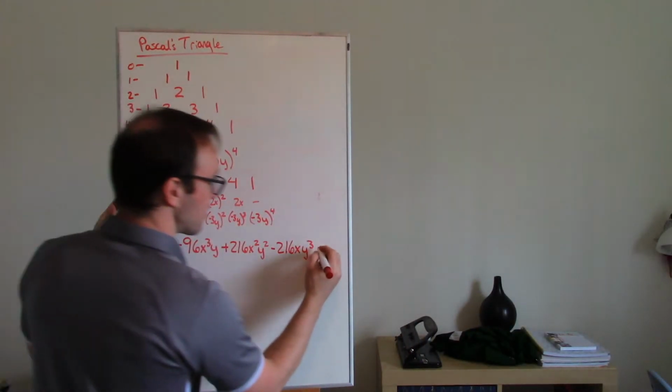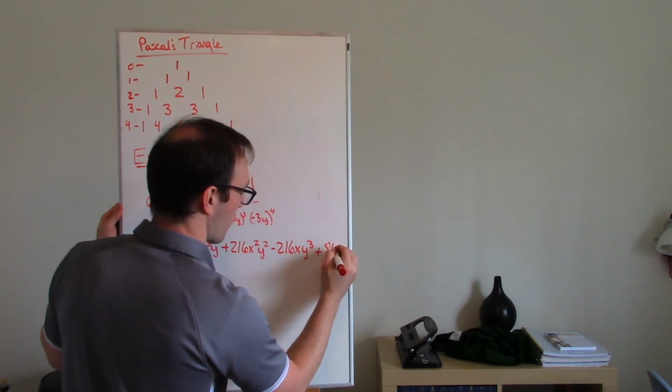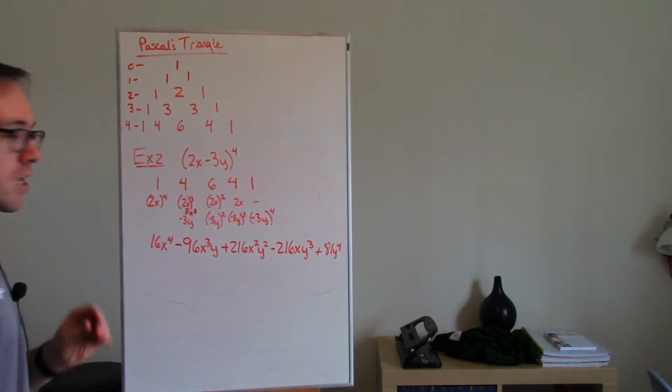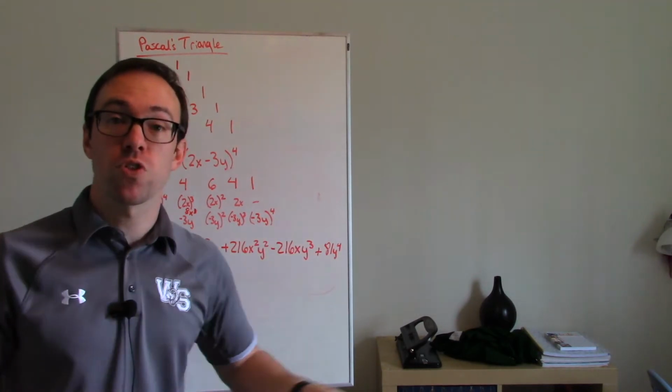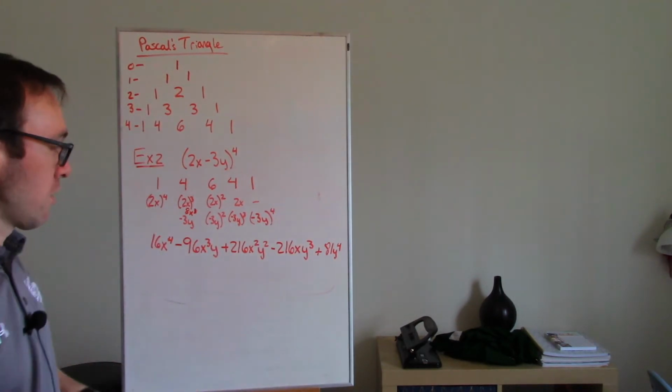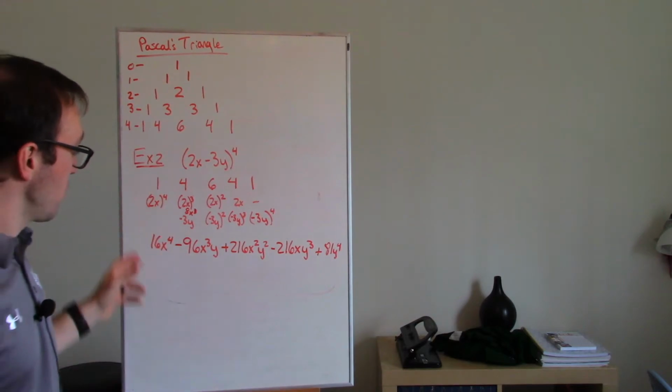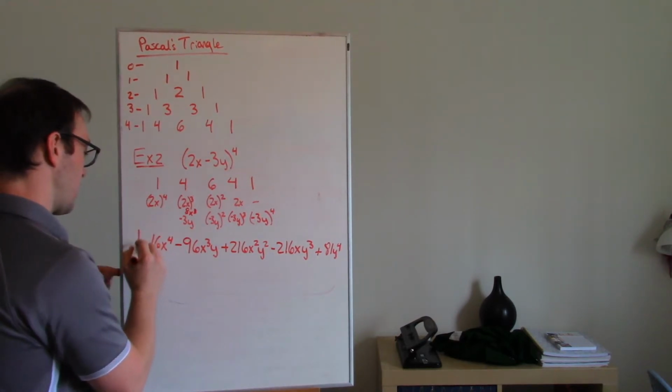And the last one, negative 3 to the 4th power is 81. So 81y to the 4th. That's your final answer.